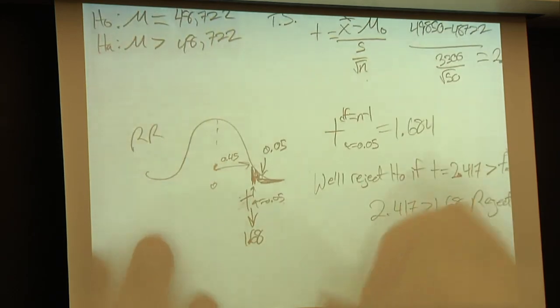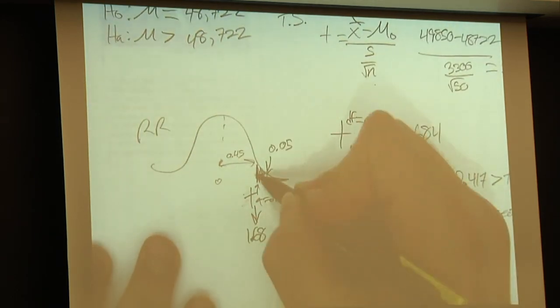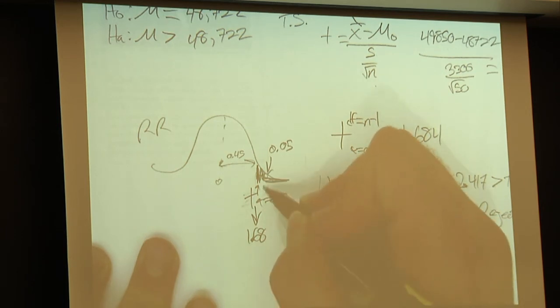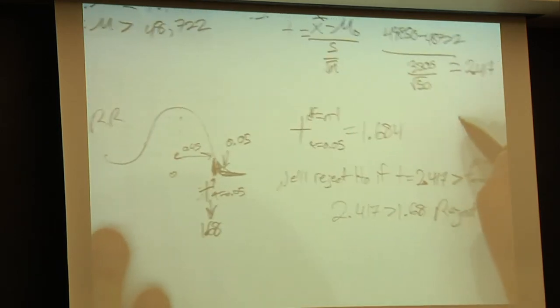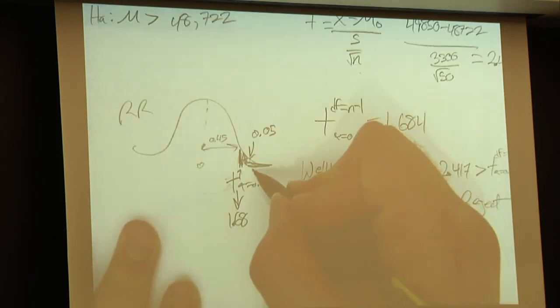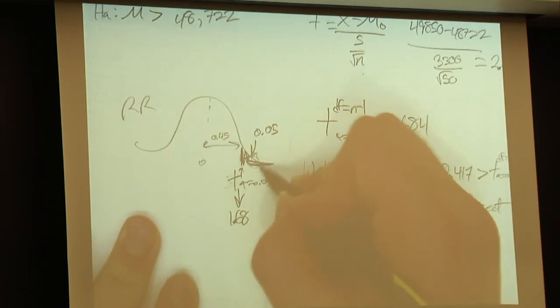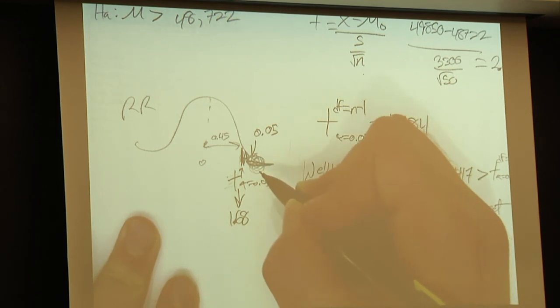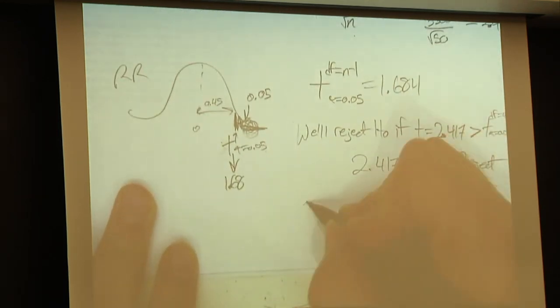This should become obvious with the graph, right? Here's our 1.68. We found that on the t-table. Our test statistic was 2.417 up here. So I know 2.417 is way bigger than 1.68. It's sitting in the rejection region. It's called that because we reject if it's in the rejection region. So we will reject H0.